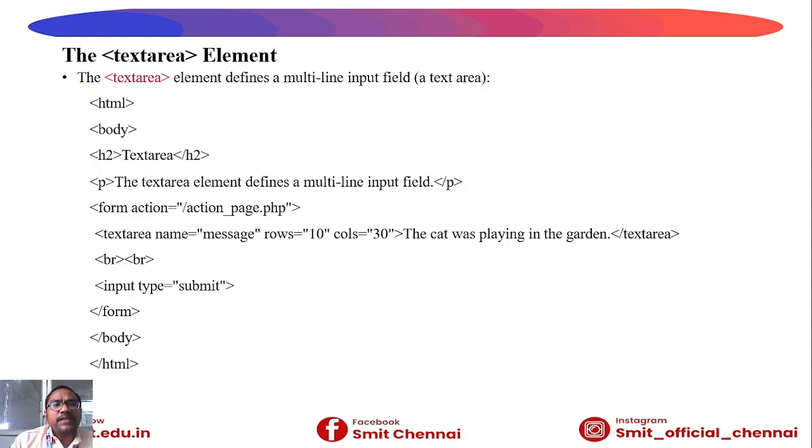Next one is text area element. So text area element defines a multi-line input. So when you look into this example coding, you can see here the text area is being created. The name of the text area is message, and the corresponding values for the rows and columns is being given as 10 and 30. So a box with a size of 10 cross 30 will be created. So it is similar to your text field, but the difference is text field is for single line input, whereas text area is used for multi-line input.